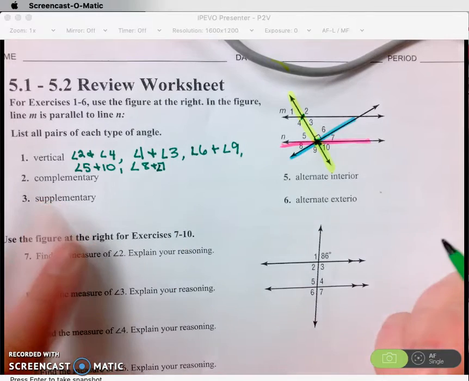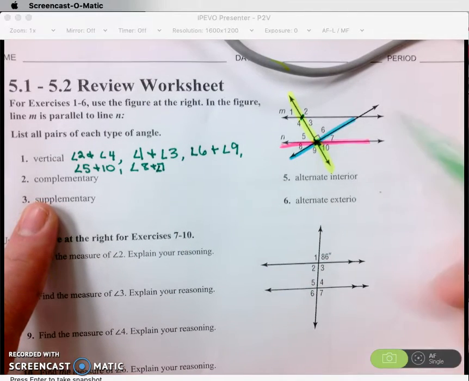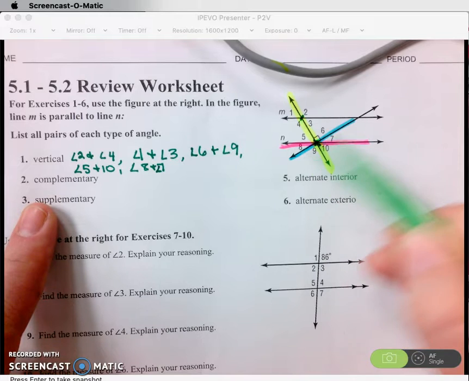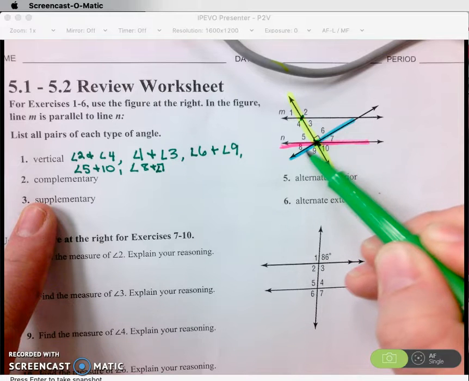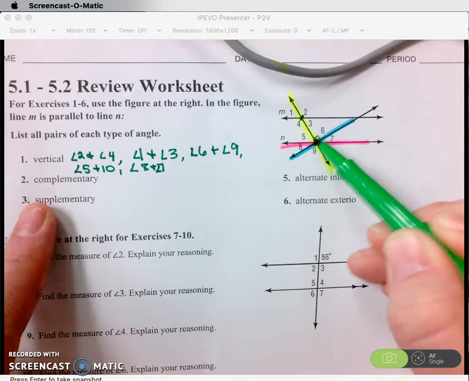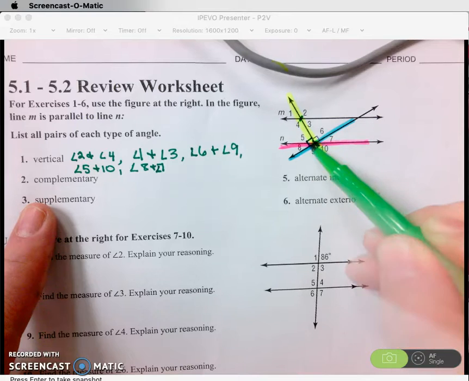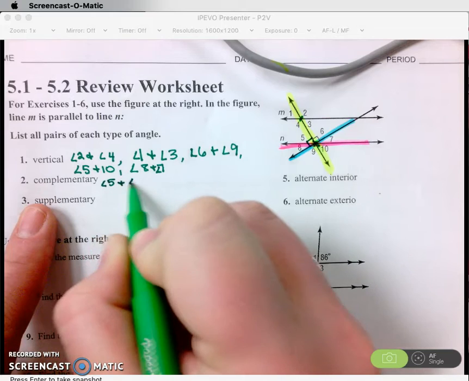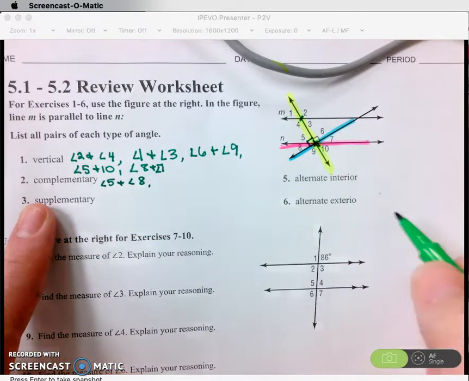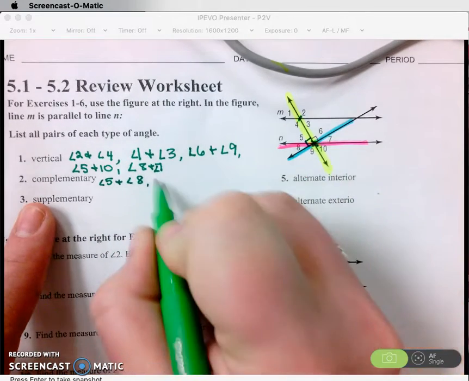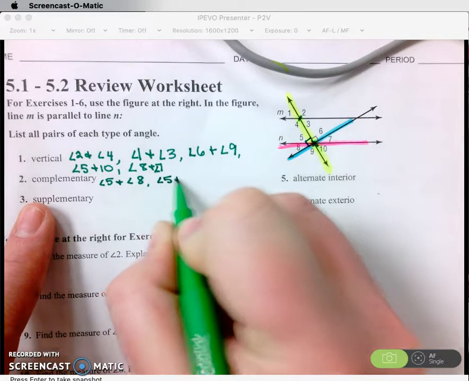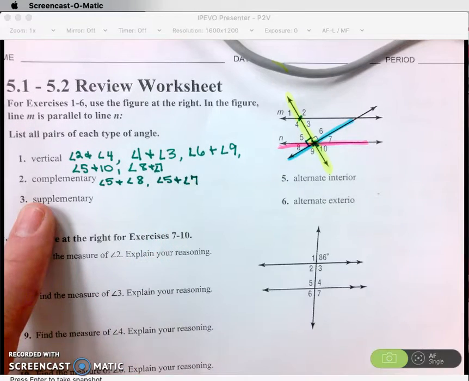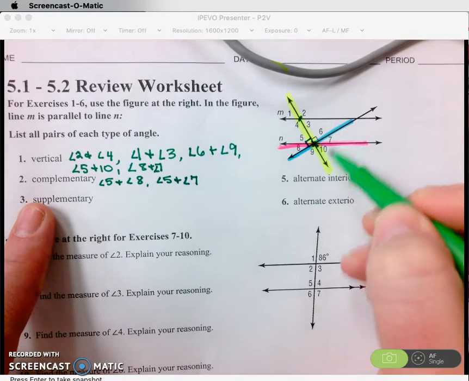Complementary angles add up to 90 degrees. So if you look here, this is a straight line. This is 90 degrees, so this has got to be 90 degrees. So this would be angle 5 and angle 8. There are other ones, such as angle 5 and angle 7, but that one is a little harder to see. Or angle 7 and angle 8.